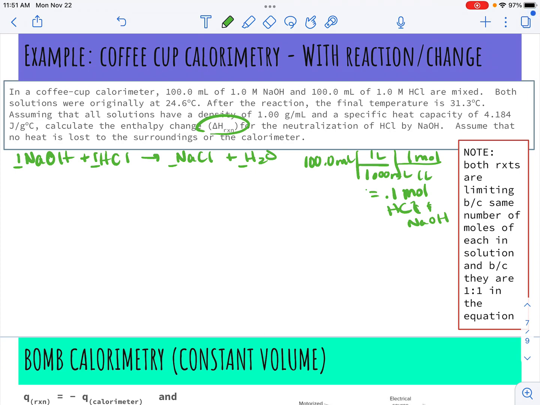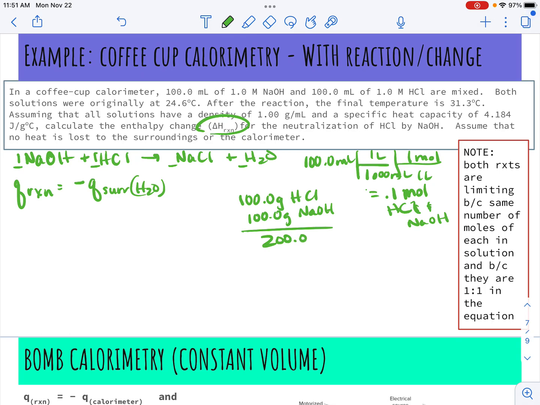Okay, so I'm going to do the same process. I'm going to do Q of the reaction equals the negative Q of the surroundings, which is really in this case water, or my solutions, and I'm going to see that they have the same density as water, which is 1 gram per milliliter. So I have to start with 100 milliliters, or 100 grams of HCl and 100 grams of NaOH, and that means that my total solution that's changing temperature will be 200 grams of solution.